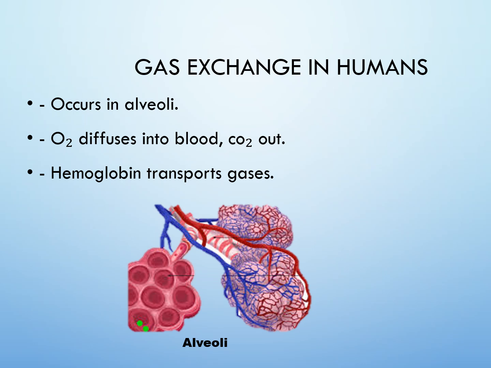Then this oxygen will diffuse, will move into the blood, right? And the blood which is already filled with carbon dioxide, the deoxygenated blood, will now push out the carbon dioxide into the alveoli. So this way there is exchange of carbon dioxide and oxygen. Oxygen will move into the blood to be taken to the heart, and then carbon dioxide is given out, which is exhaled through the nostrils. And hemoglobin helps in this transport of gases.